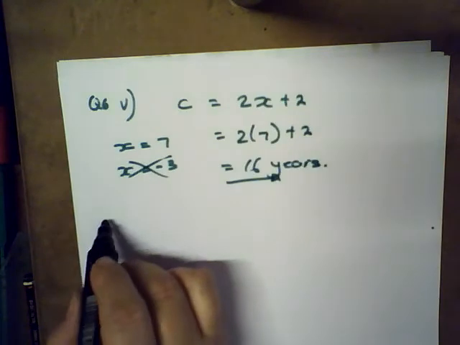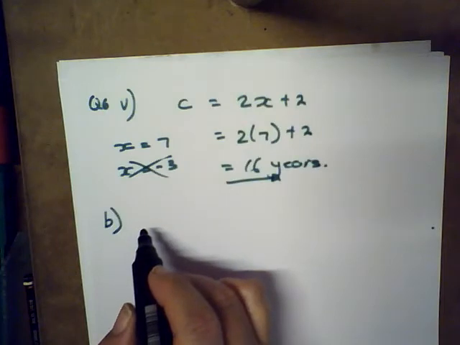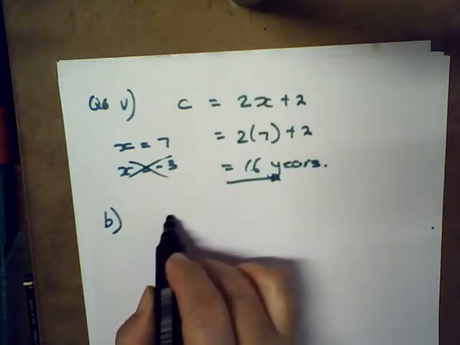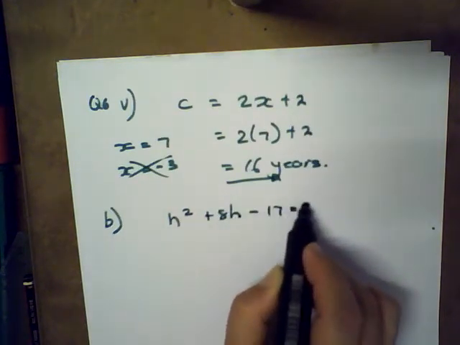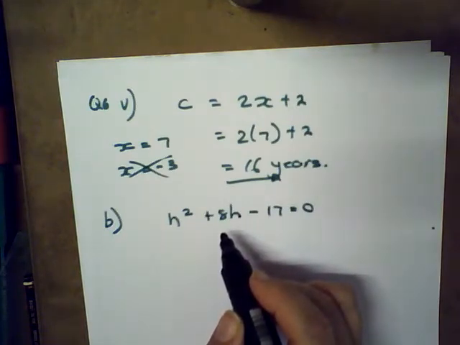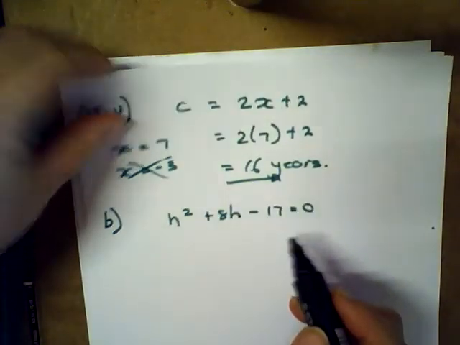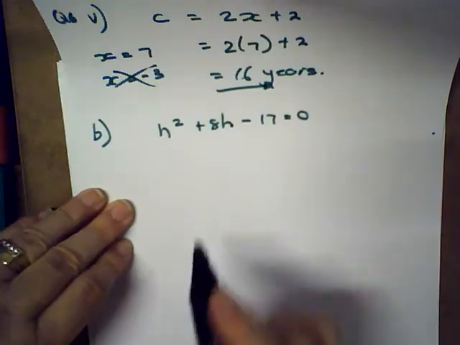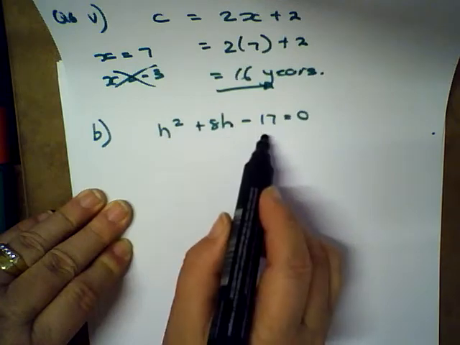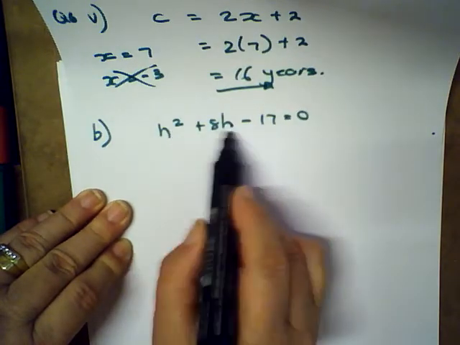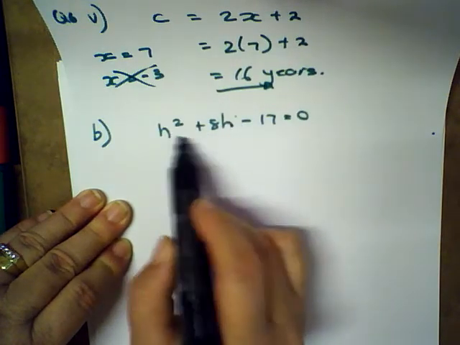Okay, good. So question B, Claude's height in meters is one of the solutions of this equation. So h squared plus 8h minus 17 equals 0. Solve this, show all your working and give your answers correct to 2 decimal places. Okay, so if it says correct to 2 decimal places, we know that we won't be able to factorize this, so I'm going to use the quadratic formula. This is a quadratic equation because the exponent of my leading term is twice the exponent of my middle term.